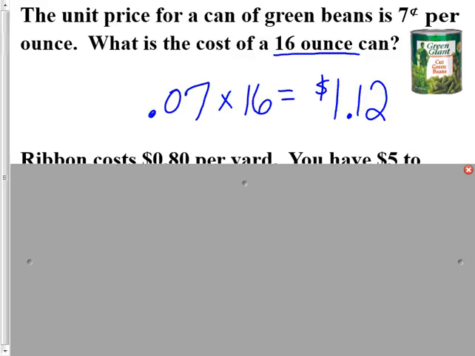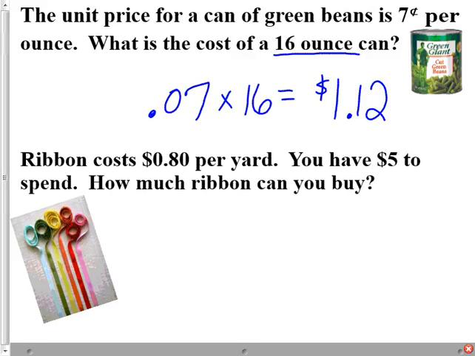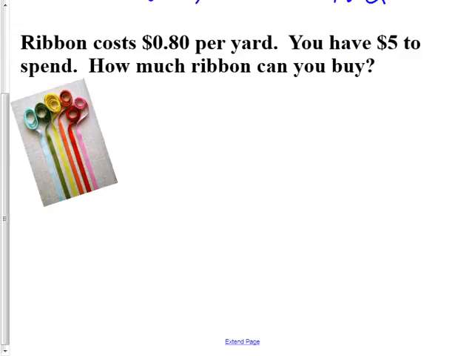Let's look at another problem. Ribbon costs 80 cents per yard. You have $5 to spend. How much ribbon can you buy? So if I look at this one, it's 80 cents per yard. That means 80 cents for 1 yard. I have $5 total to spend. How much ribbon can I buy? Well, I want to take that $5 and split it up into parts that are each 80 cents, because each of those parts is going to represent 1 yard of ribbon that I can buy. So if I do that, 5 divided by 80, I'm going to get this answer.